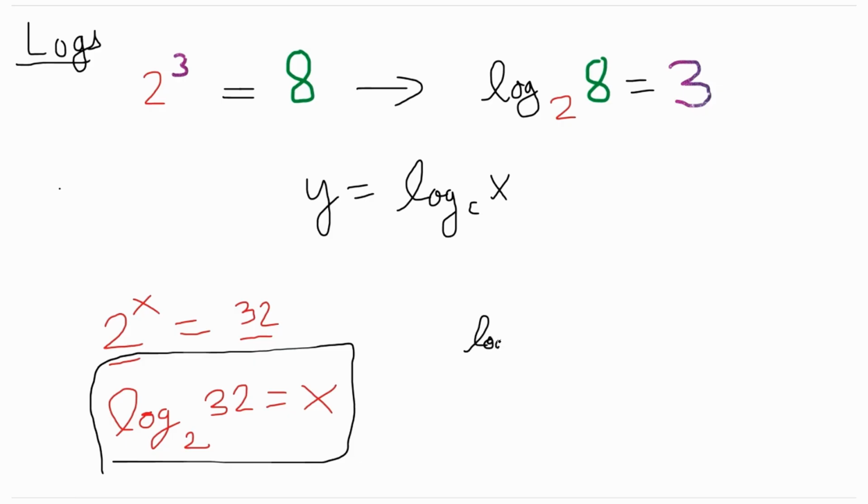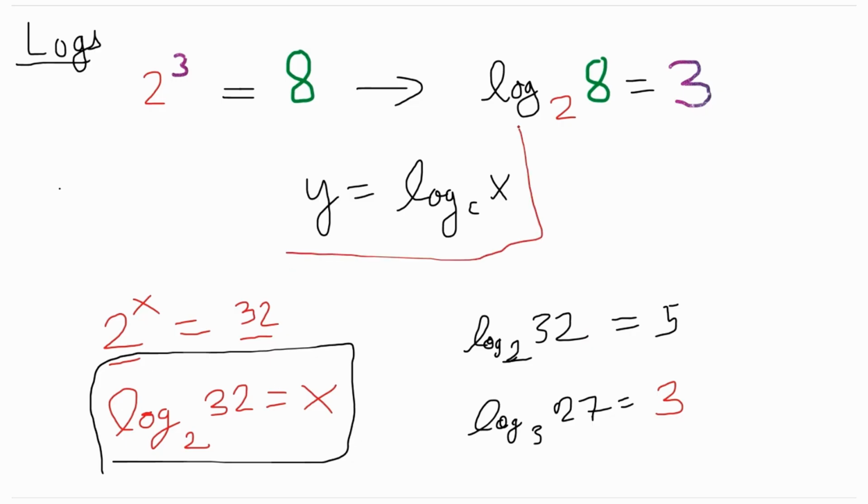So log base 2 of 32 will be, well, 2 to the power of what is 32? 5. So just like that, try this. Log base 3 of 27. All that is saying is 3 to the power of what is 27? Well, 3 to the power of 3 is 27. And logs are in this form.